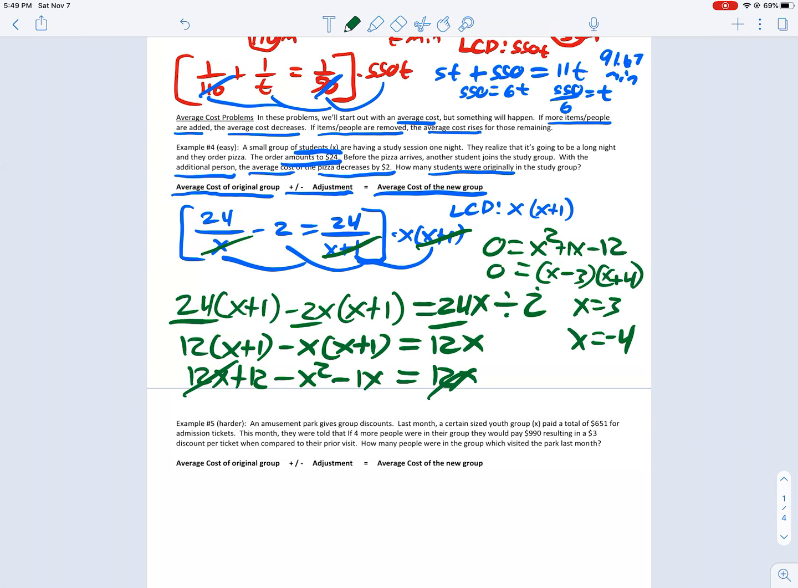Set each one of those two factors equal to 0, you get 3 and negative 4. How can you have negative 4 people? You can't. So this negative 4 works algebraically, but in terms of our problem, it doesn't make any sense. So you originally had 3 people. Then you had the 4th person show up. So the answer is 3.